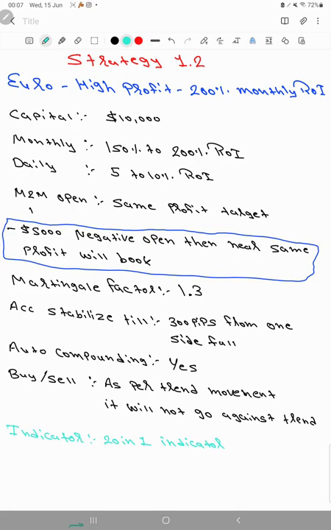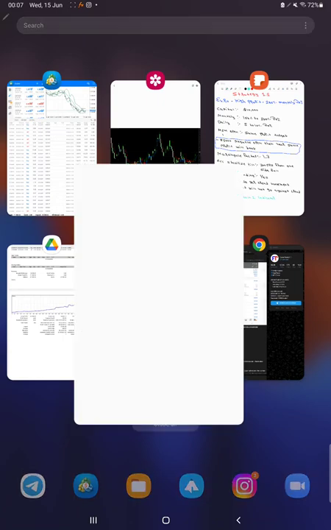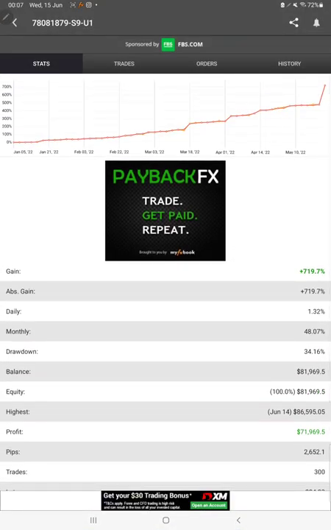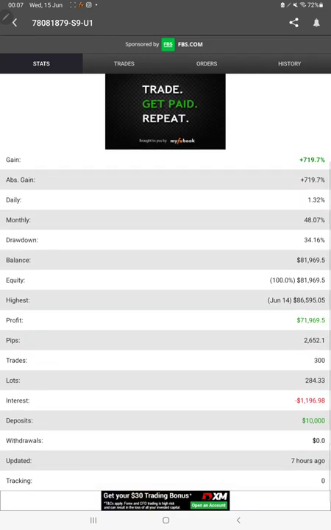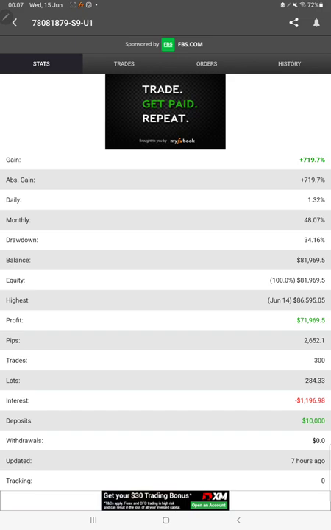Starting with the current scenario on MyFXBook, we can check the statistics for this account, and from the MyFXBook statistics we can verify all the details here. It's a total percentage of gain, as we said, around 719.7%, almost $71,000 profit. This is absolute gain, daily return, monthly return, drawdown, current balance, equity, profit pips that we have achieved, and 7 hours ago only it was updated.